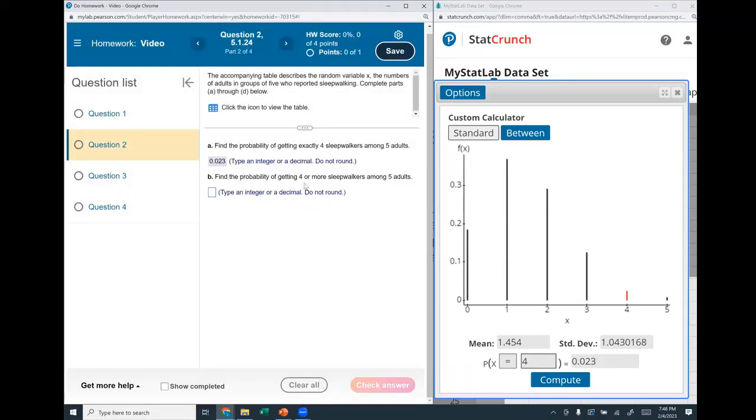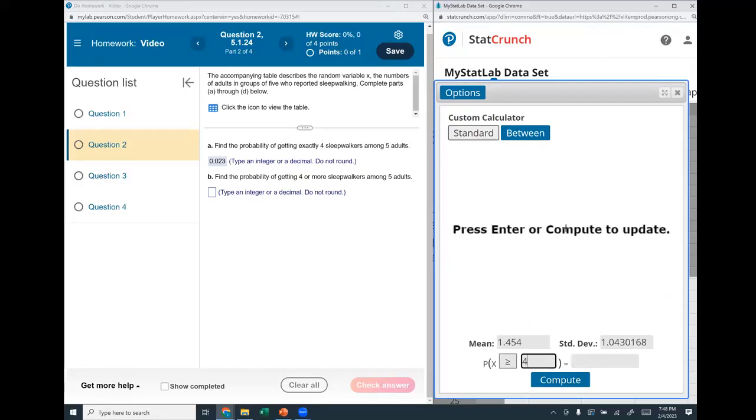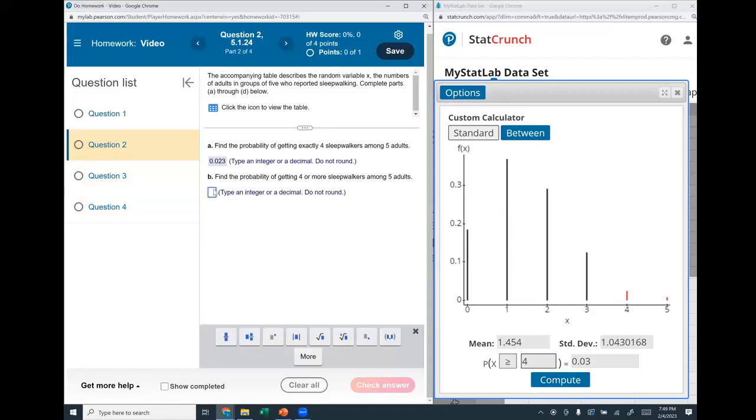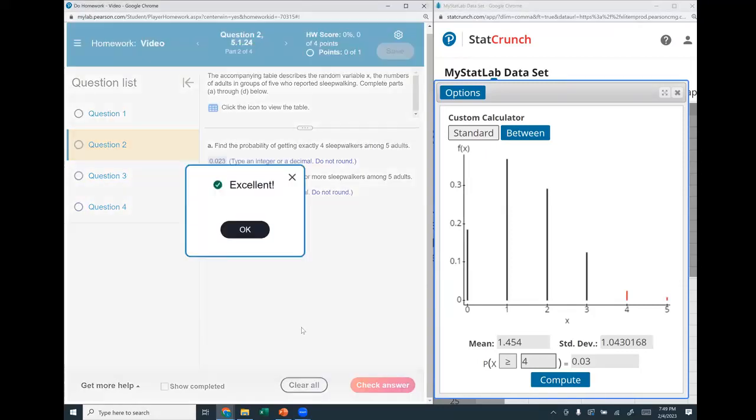Find the probability of getting 4 or more sleepwalkers among 5 adults. So I want 4 and 5. So I want greater than or equal. And I actually have to retype 4 or else it won't recalculate. And hit compute. And now I have 0.03. Check answer. Perfect.